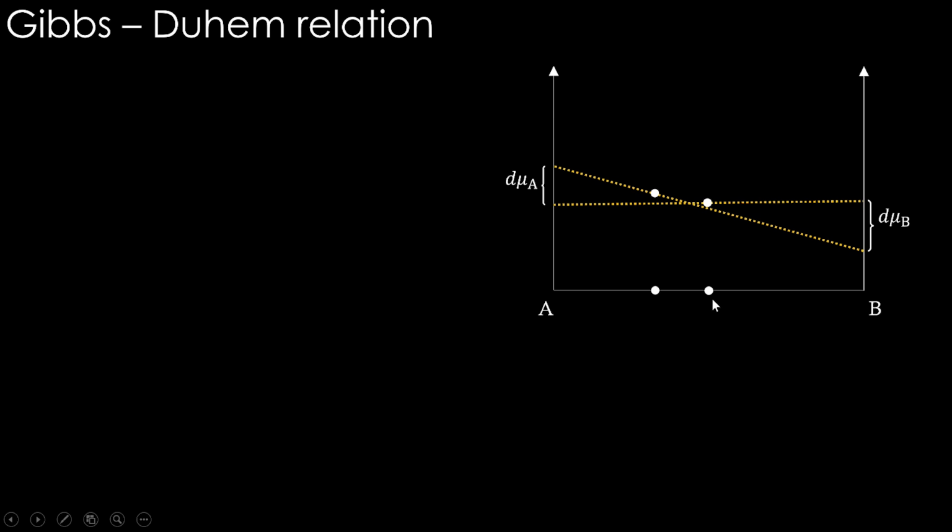And if you take the original composition, this entire length is XA and this entire length is XB, right? So if you take these values, XA, multiply that with d mu A, and take XB and multiply that with d mu B, right? So XA d mu A plus XB d mu B, it's more like the seesaw, right? So this is a quite important formula.